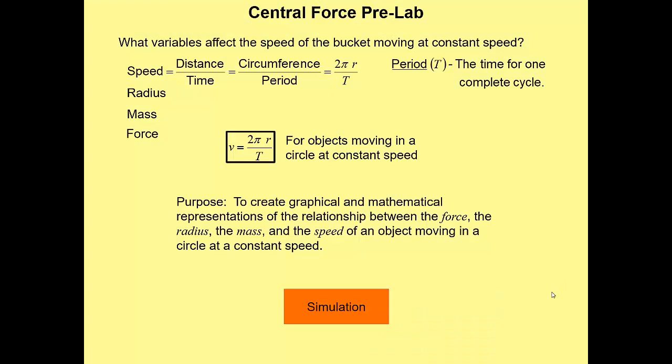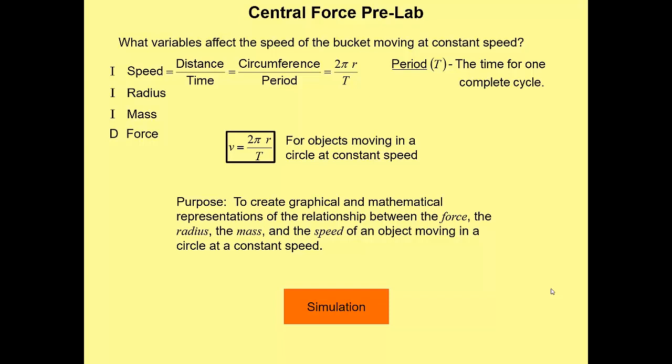Now, it is going to take some graphing. Since our speed is independent, we can control it with the slider. The radius is independent and the mass is independent and the force is dependent. In each part of the lab, you're going to have a graph of force on the vertical axis and one of the other variables on the horizontal. It'll be force versus something. Okay? Now you might say, well, how are we going to graph?